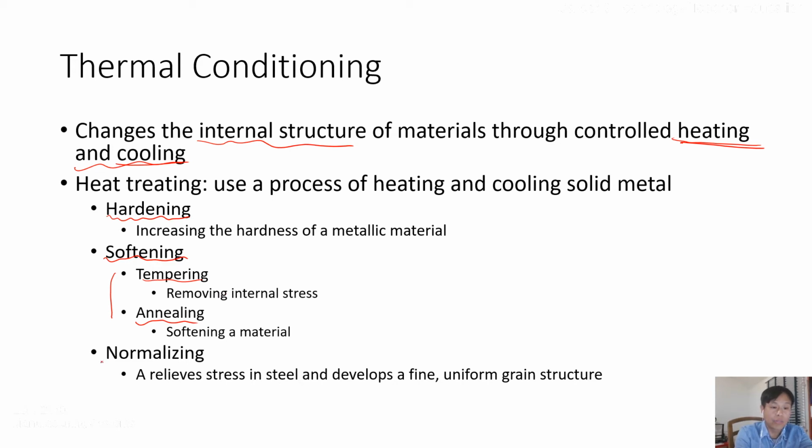And then the third one is normalizing, which relieves stress in steel and develops a fine, uniform grain structure. Among the three, normalizing is a little bit separate from hardening and softening. It's a kind of softening, but it reforms the initial structure with high temperature. So that is normalizing.